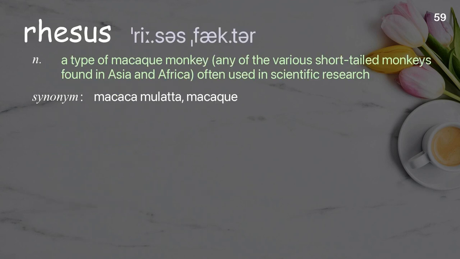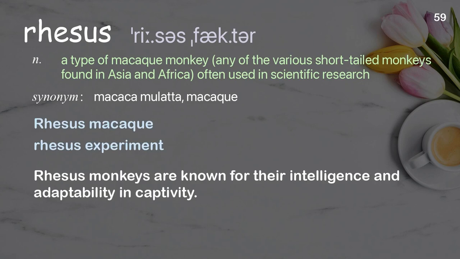Rhesus. A type of macaque monkey, any of the various short-tailed monkeys found in Asia and Africa, often used in scientific research. Examples: rhesus macaque, rhesus experiment. Rhesus monkeys are known for their intelligence and adaptability in captivity.